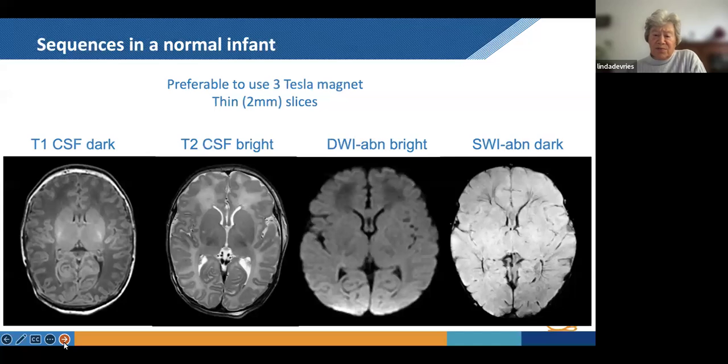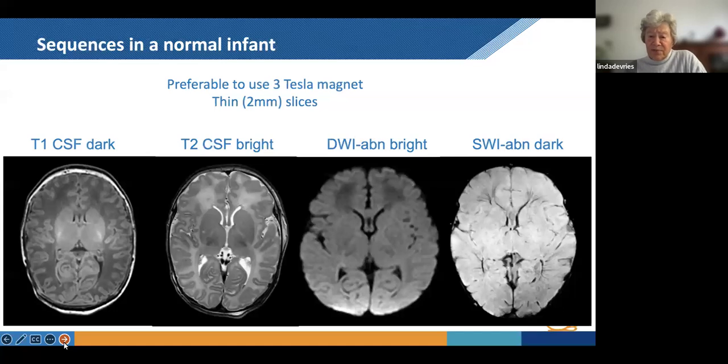We are nowadays, most of us are using a 3 Tesla magnet. In the past, this was a 1.5 magnet. And now some people are also using the Embrace, which is a low field 1 Tesla magnet, which can be installed in the unit or room adjacent to the NICU. And this is also now becoming quite popular.